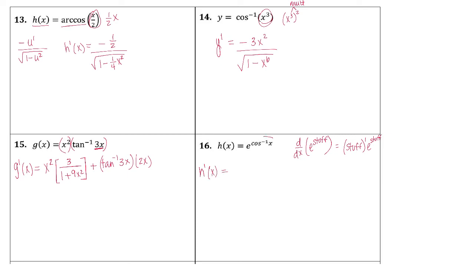We need to do the derivative of this exponent. So the derivative of the inverse cosine of x, that's going to be a negative, and it's going to be 1 over the square root, 1 minus x squared. That's just our formula. So we have, there's our stuff prime, and then times e to the stuff, which is going to be e to the inverse cosine of x. I have a feeling in a multiple choice situation, since this was a negative 1 over, you're probably going to see it written as negative e to the inverse cosine of x over the square root of 1 minus x squared. That's probably the most you're going to see that simplified.